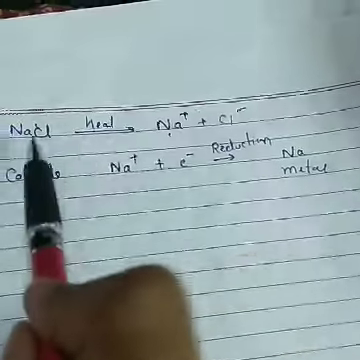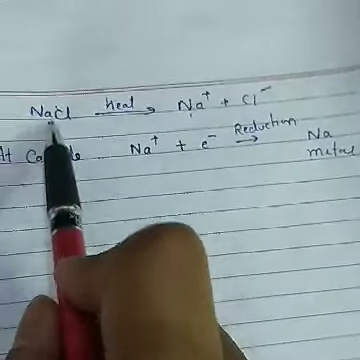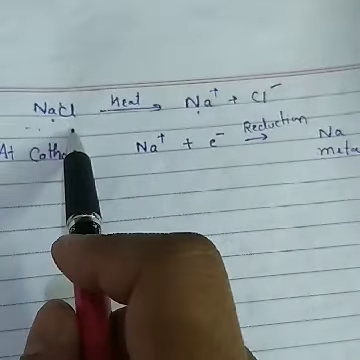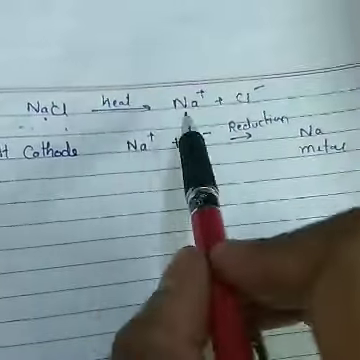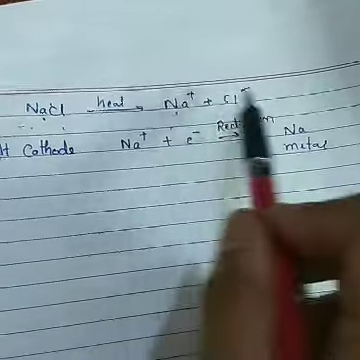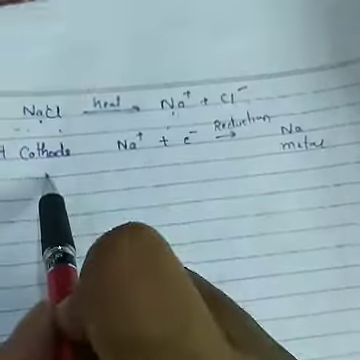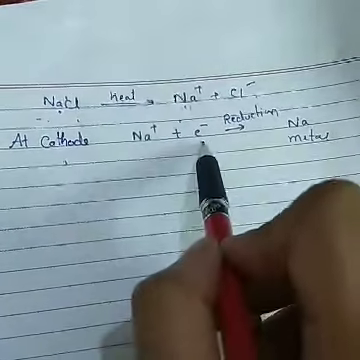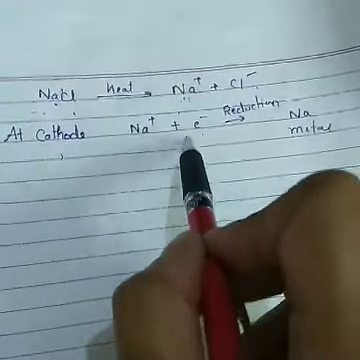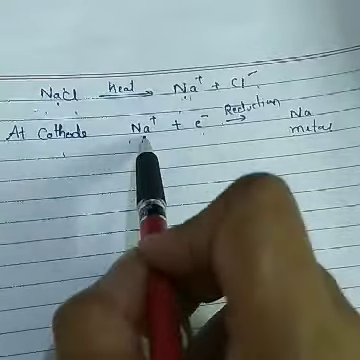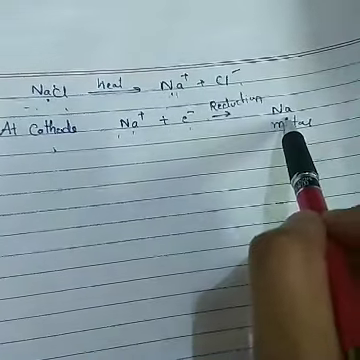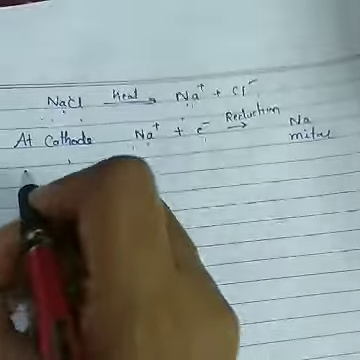So the first step is to pass the electric current through the sodium chloride. It will heat up and change into ions, that is Na+ and Cl-. This Na+ ion will move towards the cathode and undergo reduction. Reduction means addition of electrons. When electrons are added, it changes into sodium metal at the cathode.